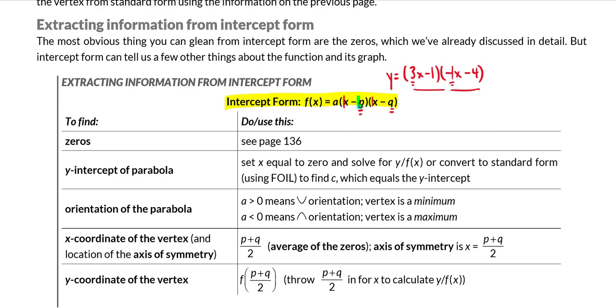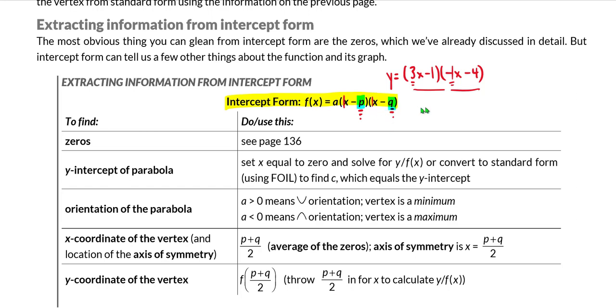So why is intercept form called intercept form? Well, remember, it is because the intercepts of the parabola, the x-intercepts, which are also the zeros of the quadratic, are staring us in the face, the p and the q, whatever's in the p position, whatever's in the q position. When we have a quadratic in intercept form, the p and the q are our intercepts.